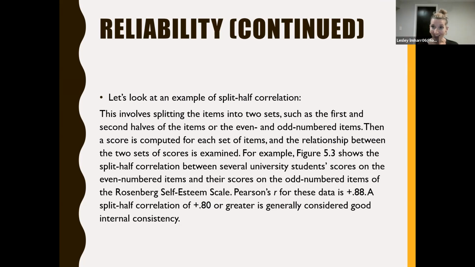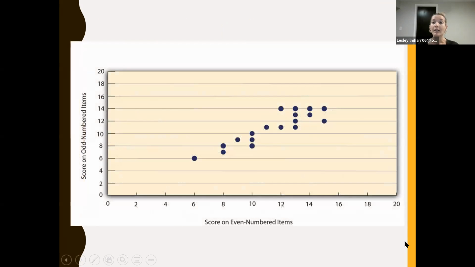I'm going to show you an example that shows the same split-half correlation with university student scores, same Rosenberg self-esteem scale. For this, the Pearson's r for these data was 0.88. And a split-half correlation of positive 0.8 or greater is considered to be good internal consistency. So again, we're going to be looking at a chart where there is good internal consistency.